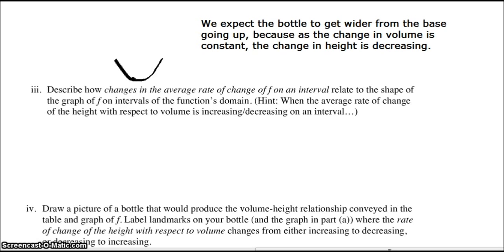The purpose of this question is to introduce the idea of concavity relative to increasing and decreasing rates of change. It is possible that this is the first time students will be exposed to the term concavity. When the average rate of change of the height with respect to volume is decreasing from 0 cups to 5 cups, the graph is concave down. When it is increasing from 5 cups to 9 cups, the graph is concave up.